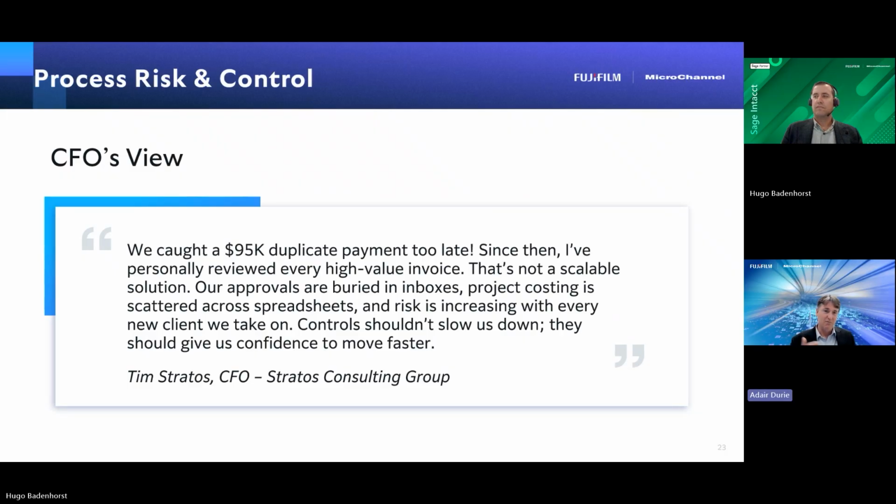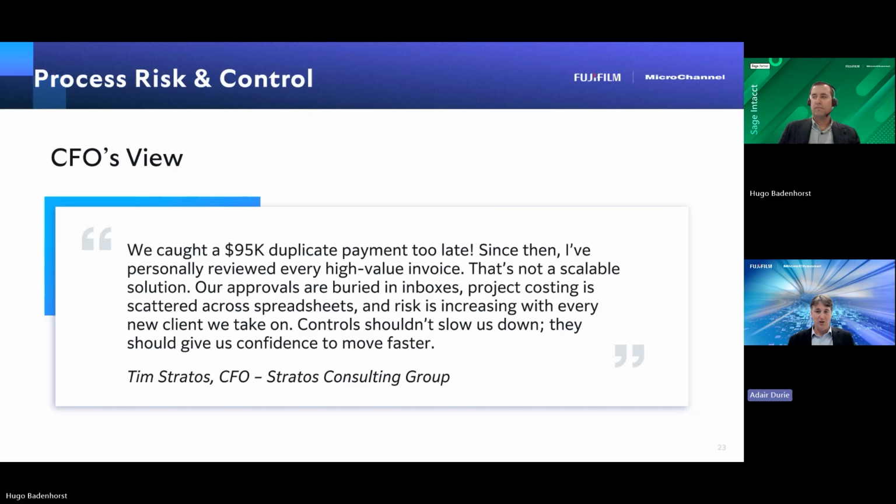So their CFO, Tim, says, "We caught a $95,000 duplicate payment too late. Since then, I've personally had to review every high-value invoice. That's not a scalable solution. Our approvals are buried in inboxes, project costing is scattered across spreadsheets, and risk is increasing with every new client we take on. Controls shouldn't slow us down. They should give us confidence to move faster."